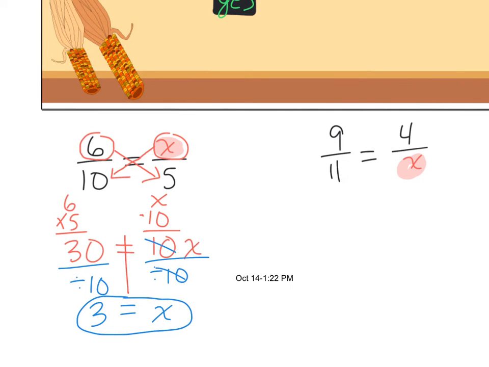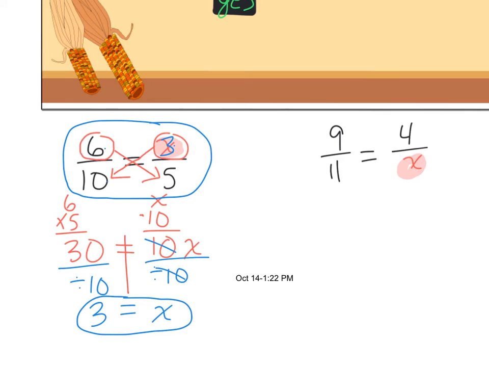X equals 3. And if you want to go back and check, I know that these two fractions up top here have to be equal. So I can go back and put my value for x, my 3, and plug it in here and say 6 times 5 is 30, 3 times 10 is 30. I know that that works because 30 is equal to 30. Those two fractions are proportional.